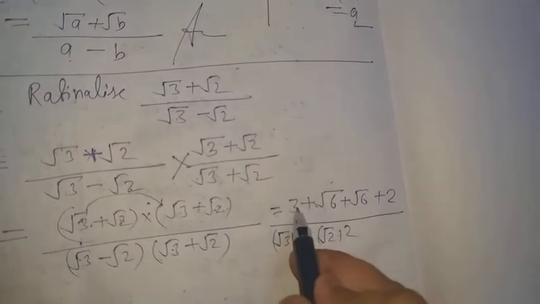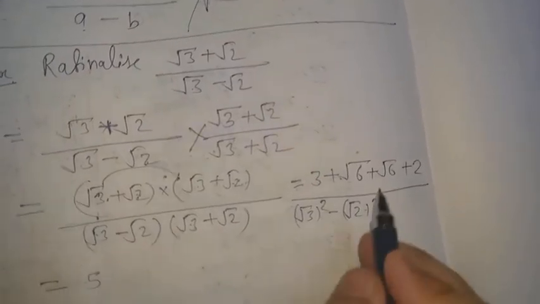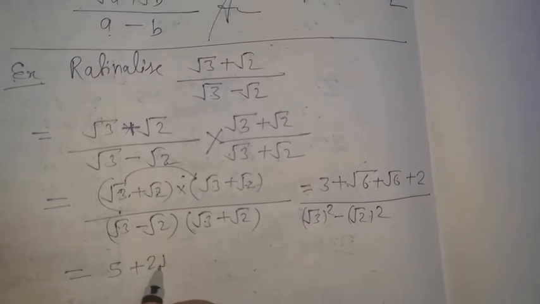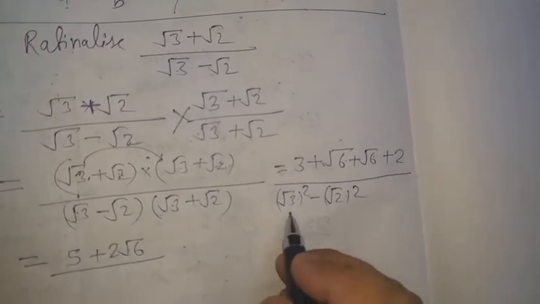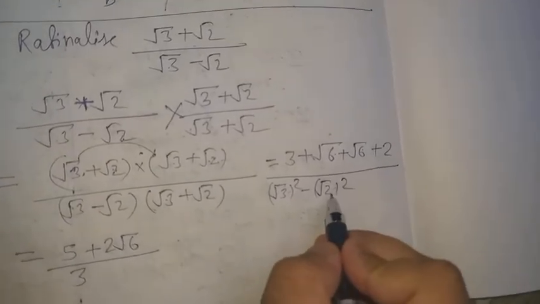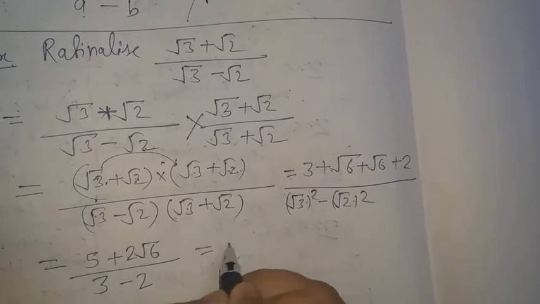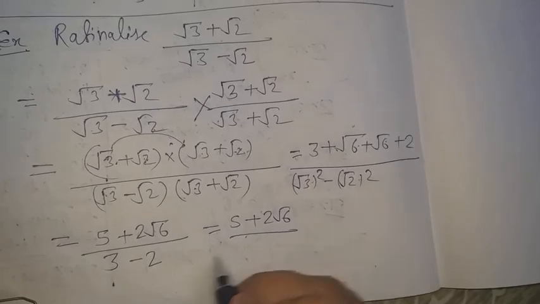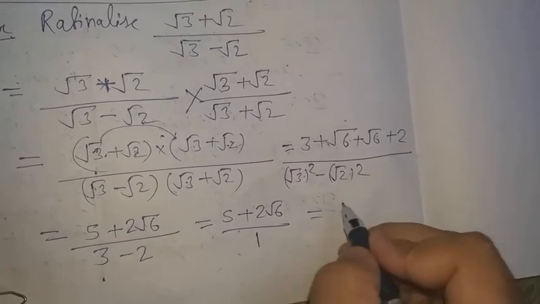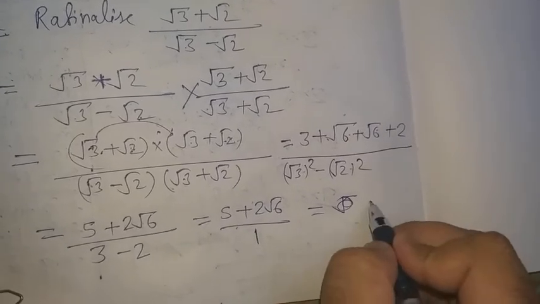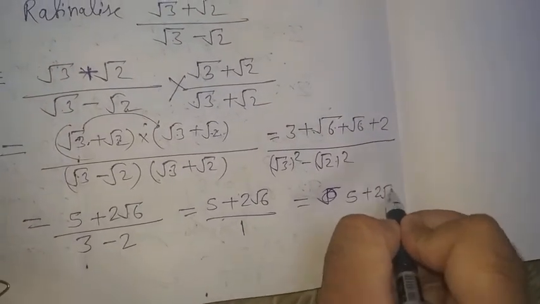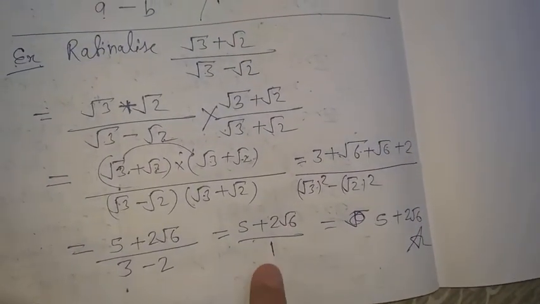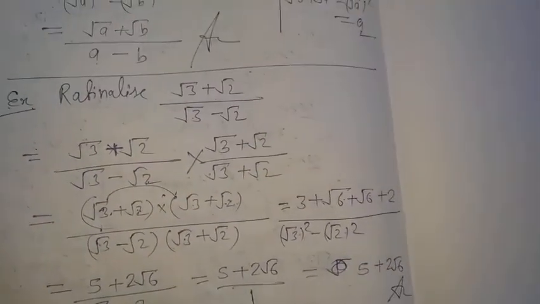So what is the next step? 3 plus 2 is 5, and root 6 plus root 6 is 2 root 6, upon the square of root 3, which is 3, minus the square of root 2, which is 2. So this becomes 5 plus 2 root 6 upon 3 minus 2, which is 1. No need to write 1 in the denominator. So the answer is 5 plus 2 root 6. Now you can see that the root has disappeared from the denominator. Okay, so this is rationalization.